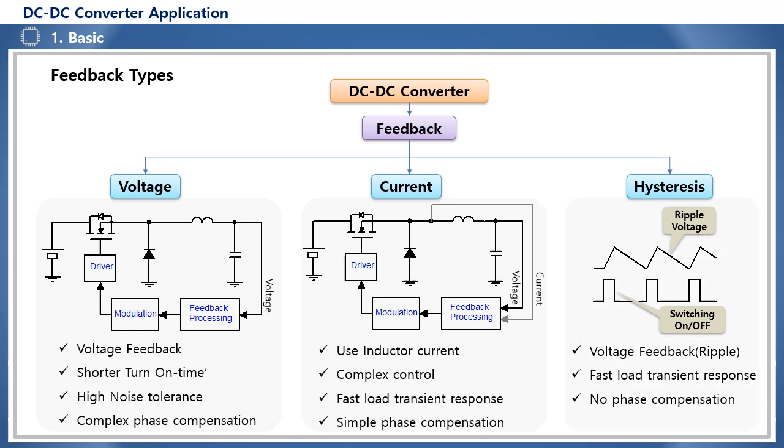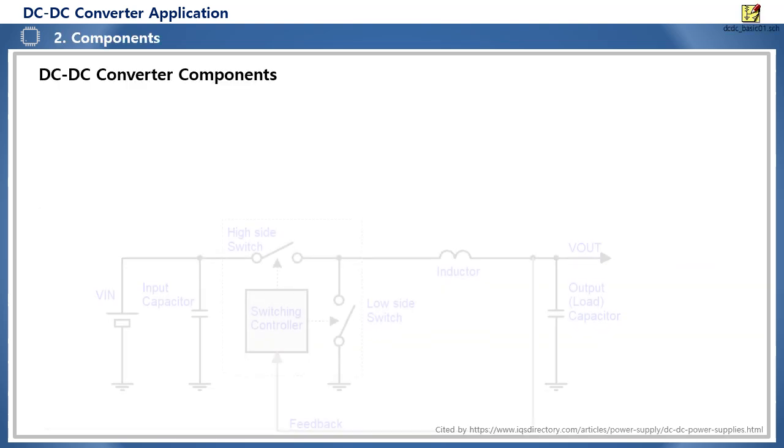The hysteresis control method was developed to meet the very fast load transient response of load elements such as CPUs and FPGAs. It is also called ripple control because it detects the ripple of the output and performs control. This method provides the advantage of very fast transient response and elimination of the need for phase compensation due to direct control of the comparator.